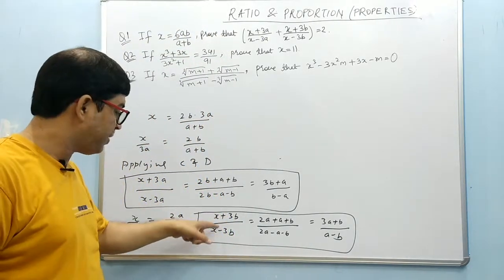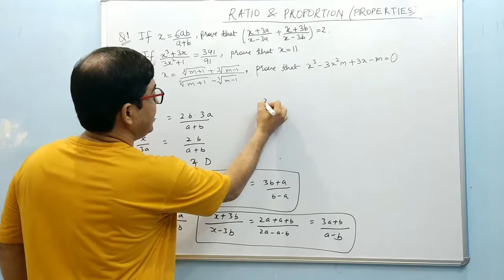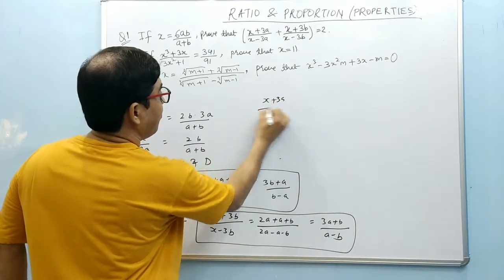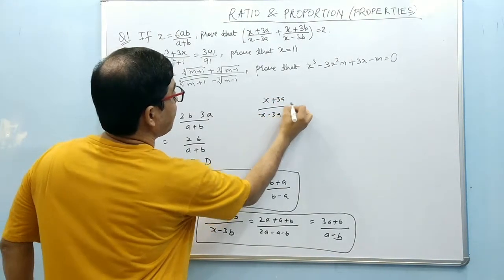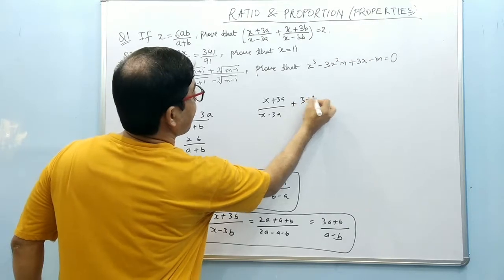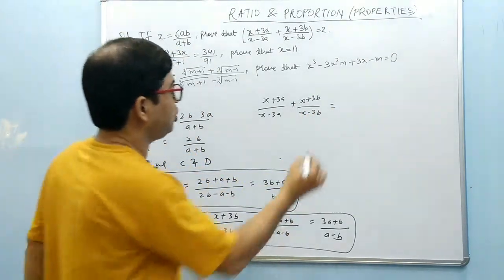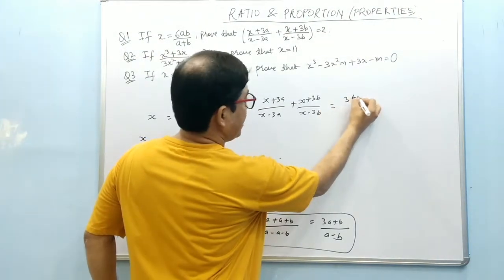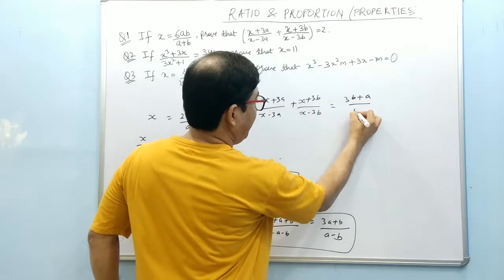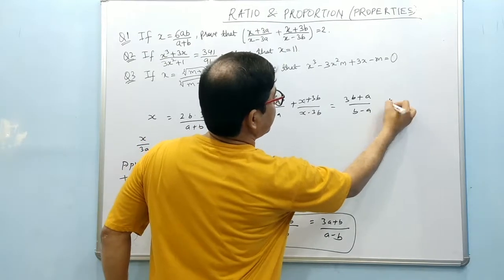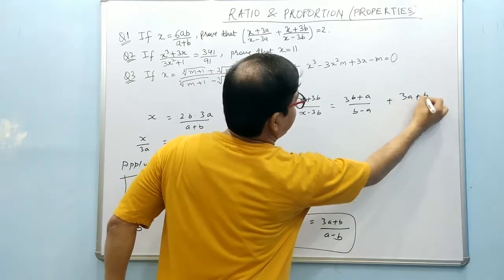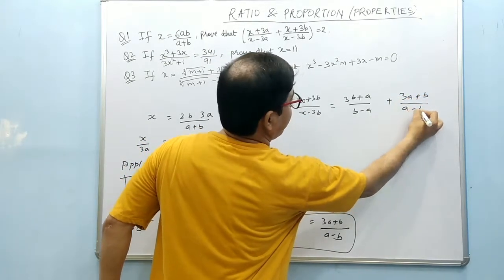minus 3a plus x plus 3b by x minus 3b. That is x plus 3a by x minus 3a plus x plus 3b by x minus 3b, and we got their values. We will just put them here. This is 3b plus a divided by b minus a plus 3a plus b by a minus b.